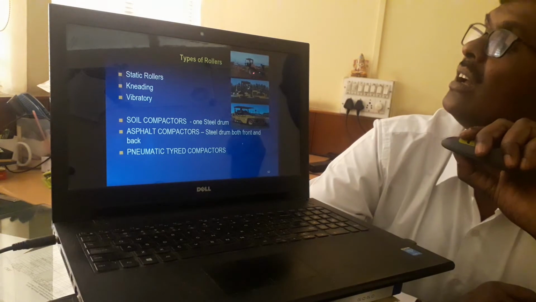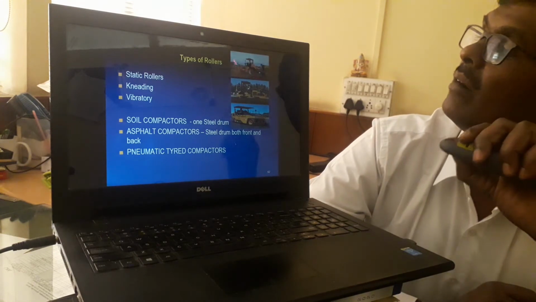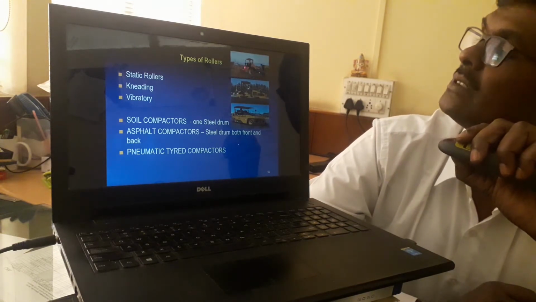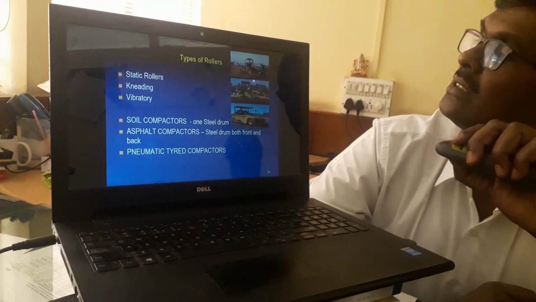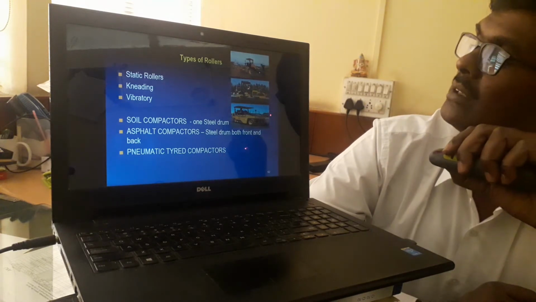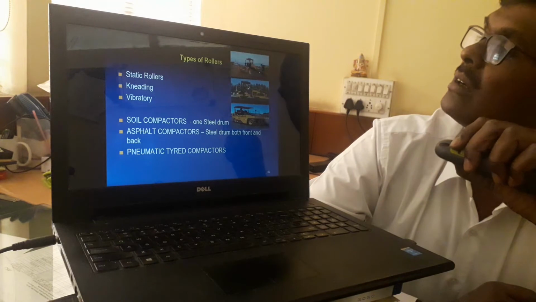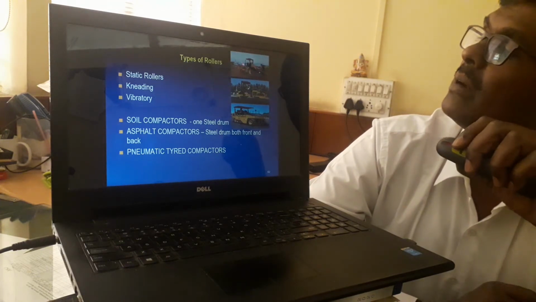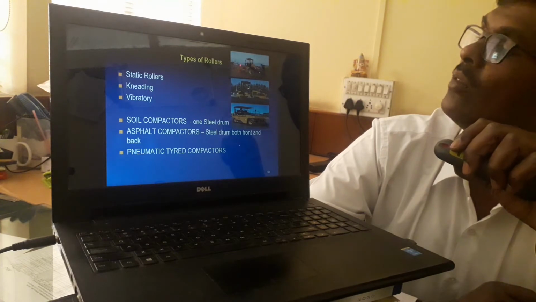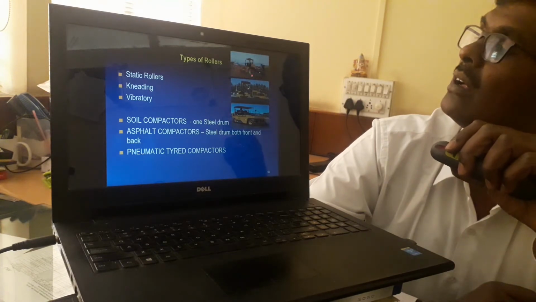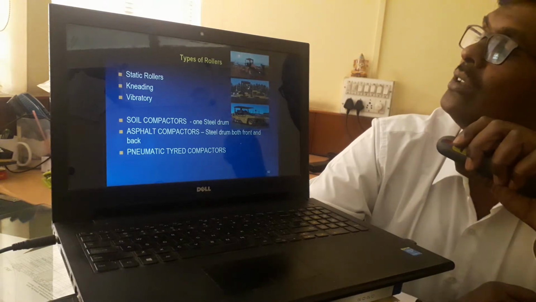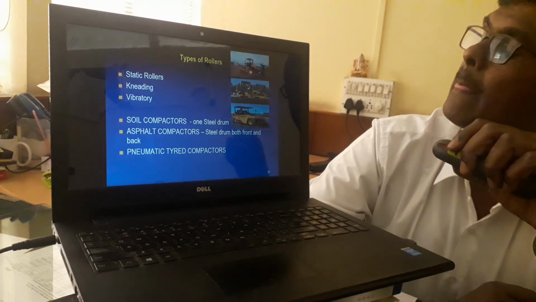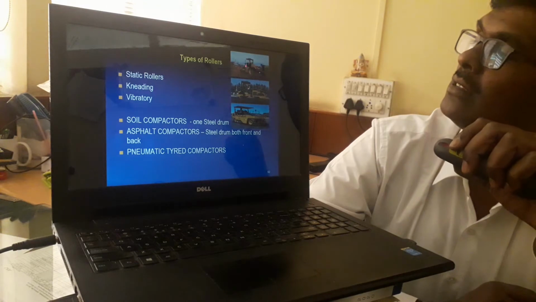This is a soil compactor. This is an asphalt compactor. This is a pneumatic compactor. So how do we say it is a soil compactor? There's one steel drum and two pneumatic wheels on the back side. So this is used for compacting the soil, the granular layers.